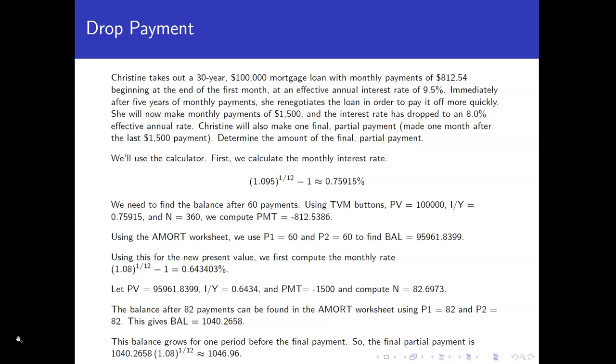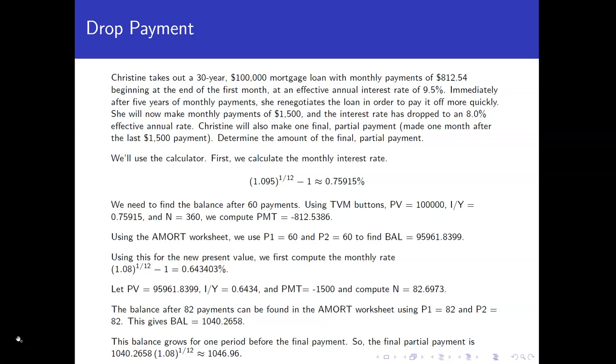In this video, we're going to talk about how to compute the amount of a drop payment. Before, we talked about a balloon payment. That was a final payment after making level payments over time to pay off a loan. It was a final payment that was bigger. That was a balloon payment.